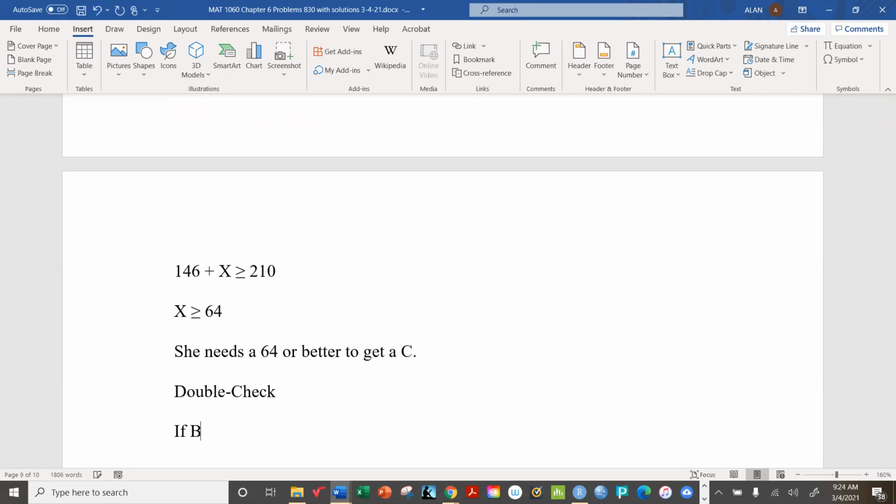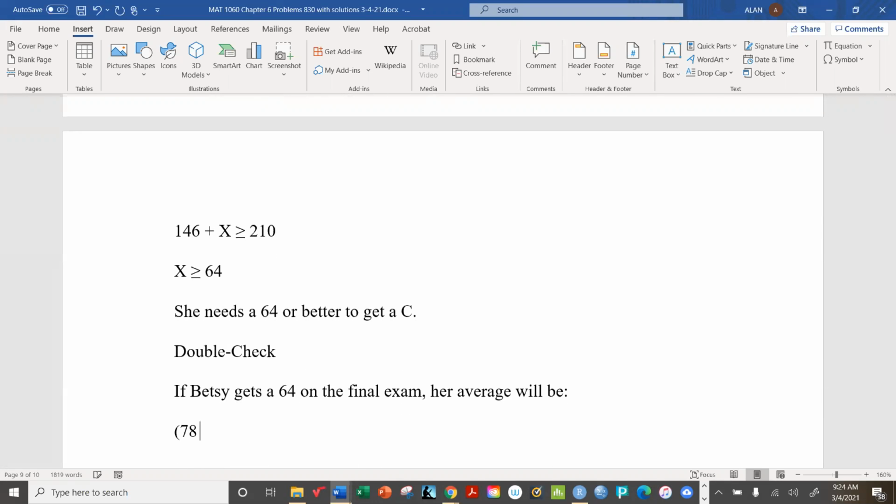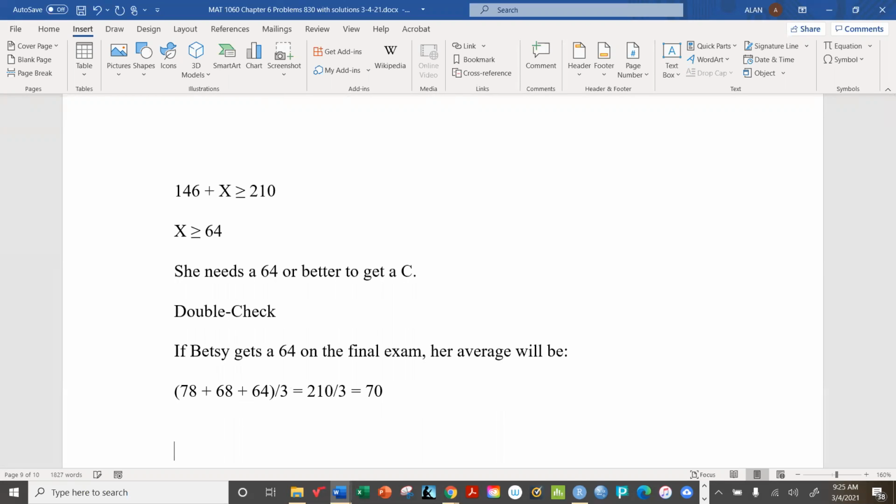if Betsy gets a 64 on the final exam, her average will be, all right, so she had, what was it, 78 plus 68 plus 64 over 3. Those three add up to 210 over 3, 70. Perfect.